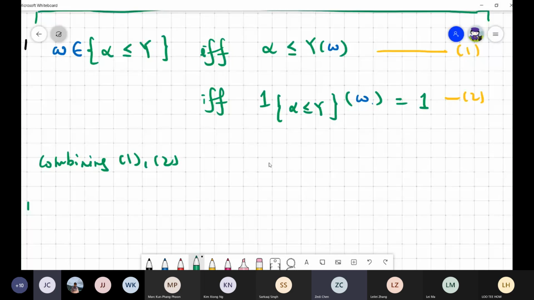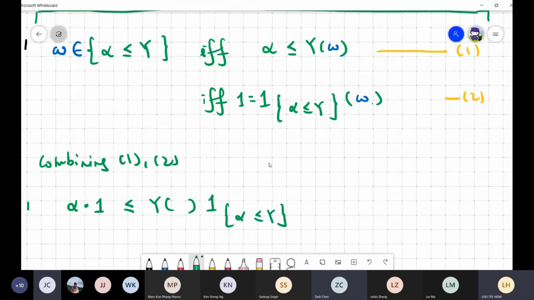How should I say this? I think maybe I should put 1 over there. That will be a better picture, right? 1 is equal to this. So then you look at this one multiplied by this, it will be less than this multiplied by this, right? So you are multiplying 1 and 2. Then you're going to have alpha multiplying 1 will be less than or equal to y of this omega and 1 of this omega.